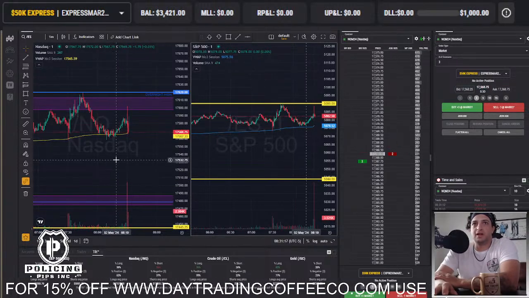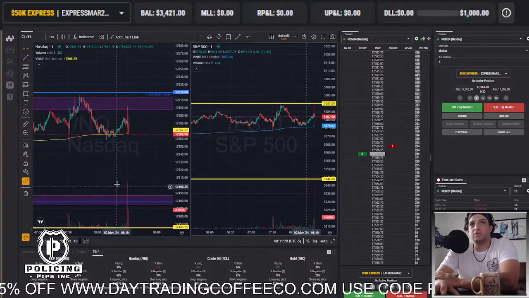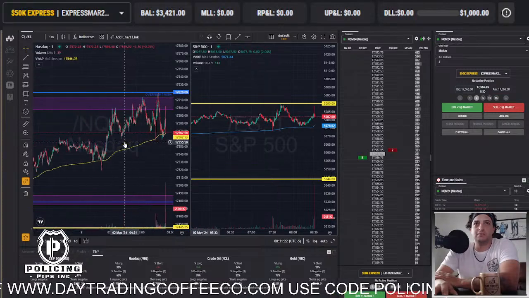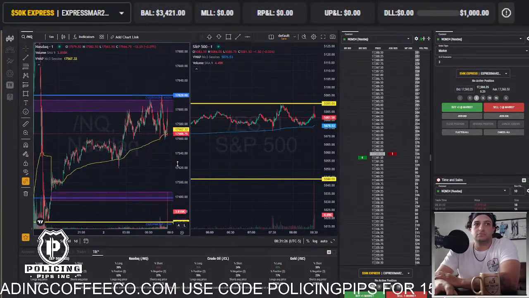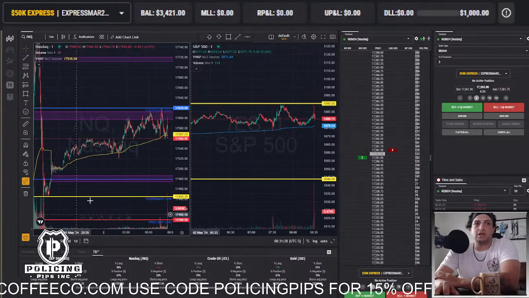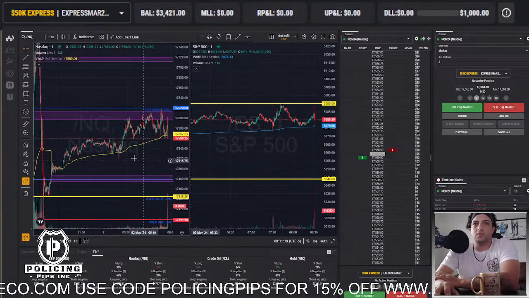I want to see this thing get up a little higher. Maybe use this VWAP as support, but if it flushes the VWAP, it had an AI report. Yeah, what time was that at?